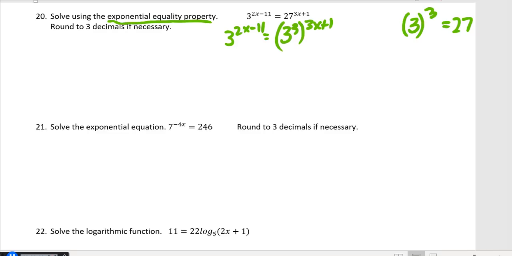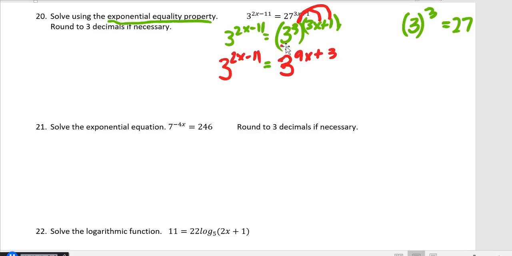Now, this is a big mistake people make. We realize that we need to multiply these two, the 3 and the 3x plus 1. But for some reason, people forget to distribute it. So make sure you distribute it. So you're going to multiply 3 times 3x and 3 times 1. And I'm going to get 3 to the 9x plus 3. And the other side, 3 to the 2x minus 11.